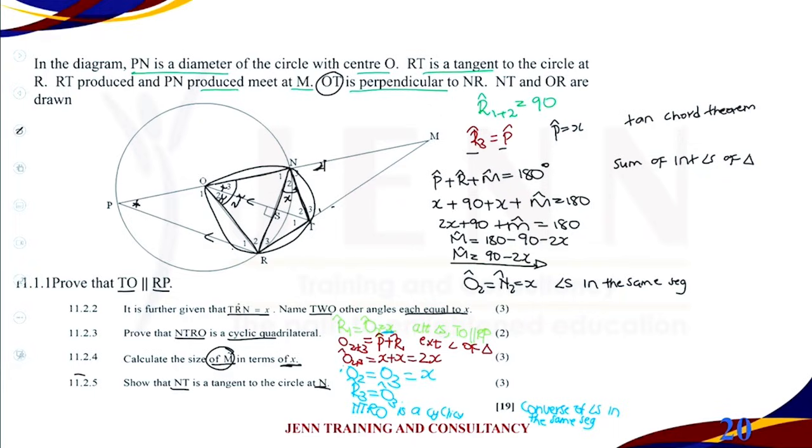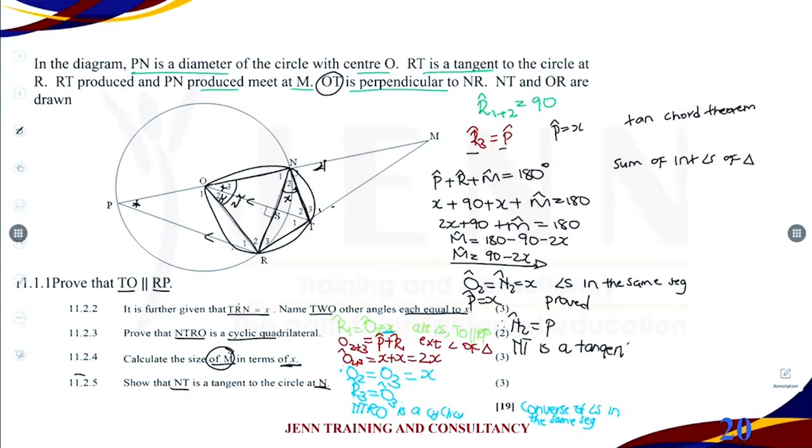So now I know already angle P is equal to x. This was proved already. Remember, we have proven that angle P is x. So now that angle N2, therefore angle L2 is equal to angle P. Why? Because both of them are x. It definitely means, therefore, NT is a tangent.